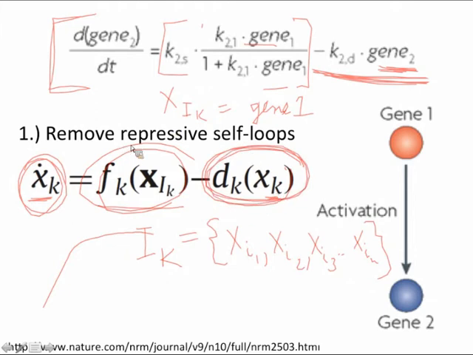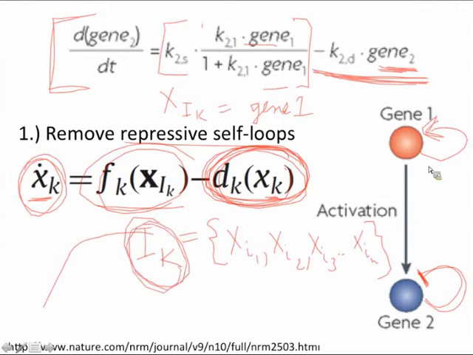If there is some repressive loop, so maybe there is a repressive loop right here, where the activation of gene two actually represses gene two, we can just swallow it up in this function. So any loops where this is repressive, it will swallow it up. If there is a loop that is an activator, well, then we'll put it into IK, and so we will actually keep any activator self loop. So if a loop is activating, we keep it, but if it's repressive, we'll delete it, just because we can move that information into this mathematical equation by moving it into the decaying part. Questions there?